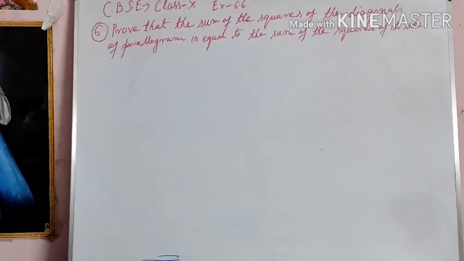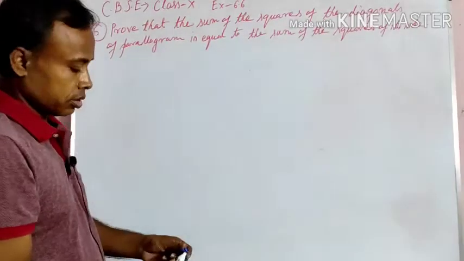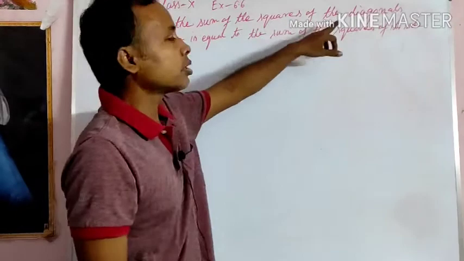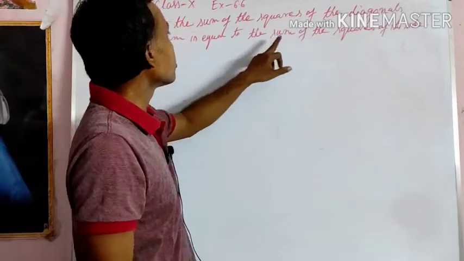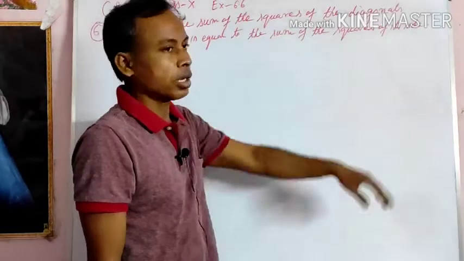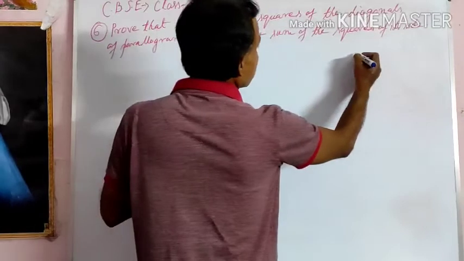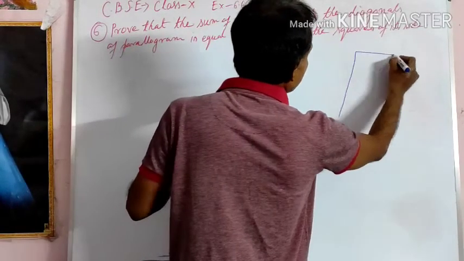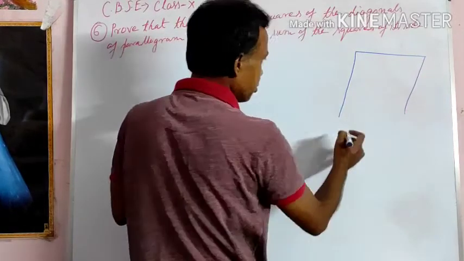CBSE class 10 exercise 6.6 question number 6. Prove that the sum of the squares of the diagonals of a parallelogram is equal to the sum of the squares of its sides. So what is a parallelogram? A parallelogram is a quadrilateral in which opposite sides are parallel. Suppose this is your parallelogram.